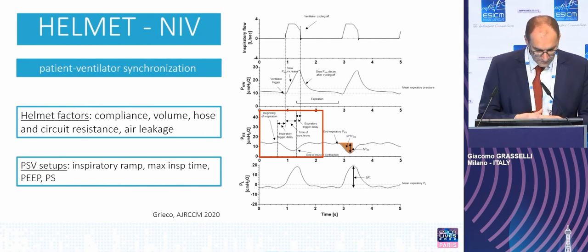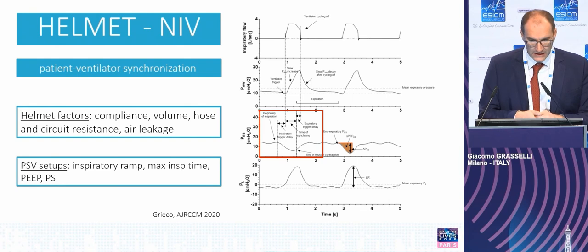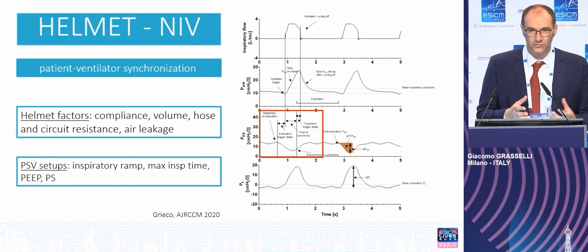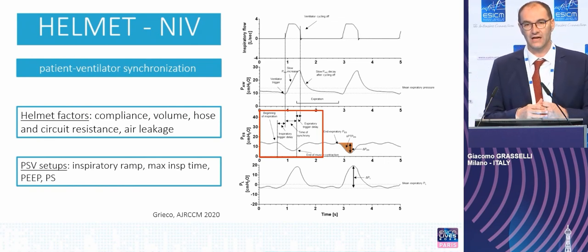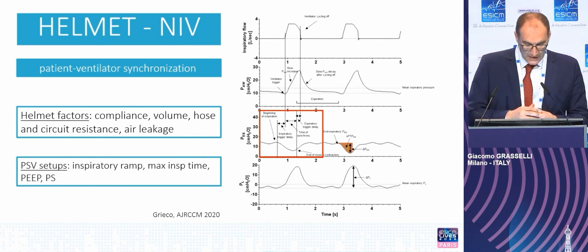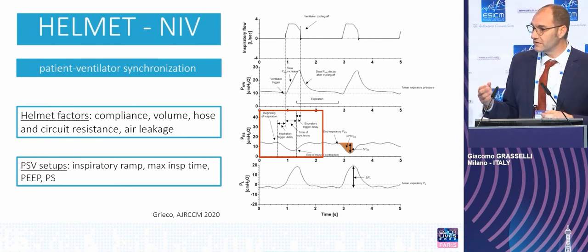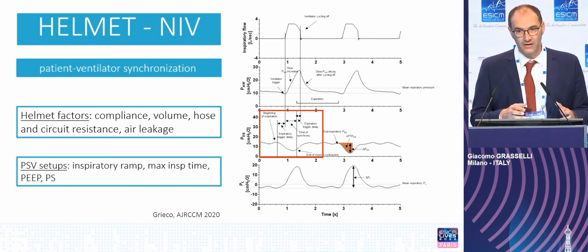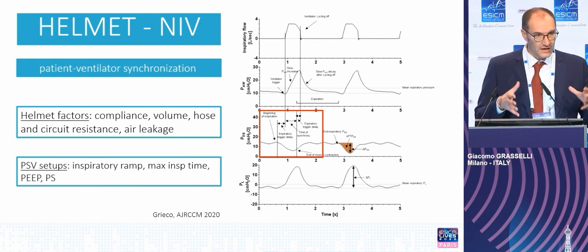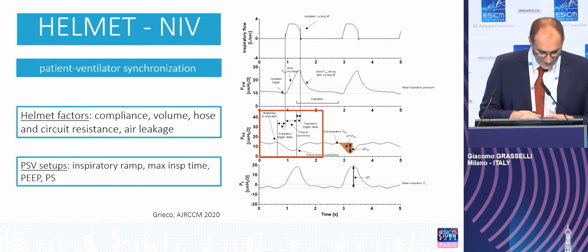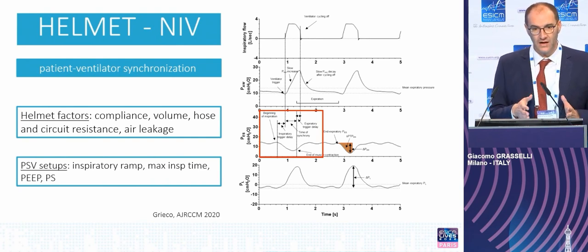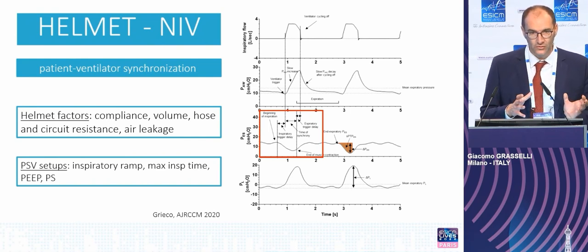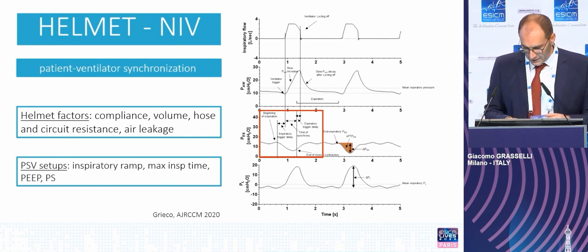The compliance, the volume of the helmet, and eventual air leakage in some way make it difficult to obtain a good patient ventilator synchronization, at least in terms of timing. And for this reason, when you use the helmet for non-invasive ventilation, you need to apply special modified setups. In particular, you should apply higher PEEP levels to make the interface more rigid, and you have to try to apply a very short inspiratory ramp to grant the highest possible peak flow in order to inflate the helmet as rapidly as possible.